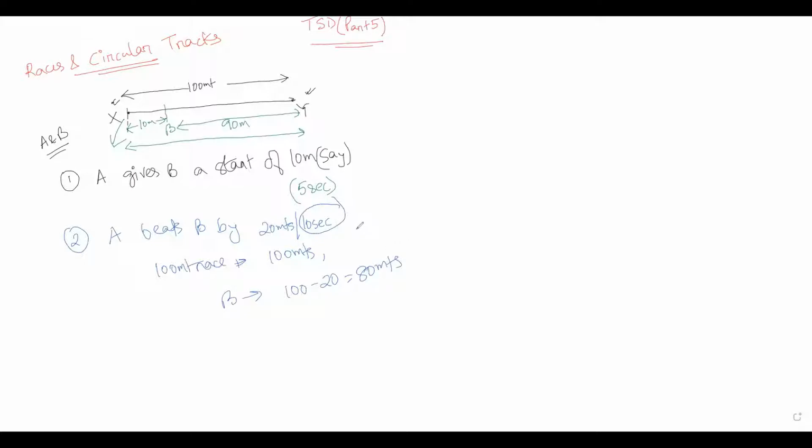In other words, we can also say that B travels this 20 meters in 10 seconds. So we can say that the speed of B in this particular case would be simply 20 by 10, that is 2 meters per second.